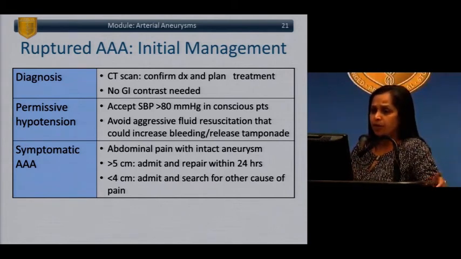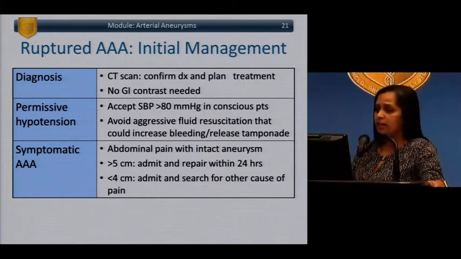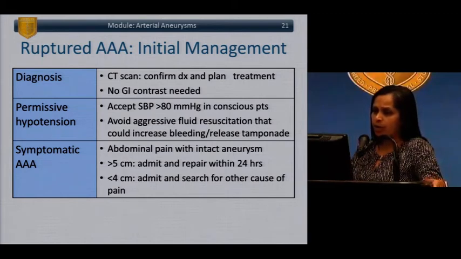So initial management, CT scan we talked about. You want to keep their blood pressure on the low normal side as long as they are mentating and preserving organ perfusion, such as urine output. The principle is we want to try to avoid aggressive fluid resuscitation. We call this permissive hypotension.